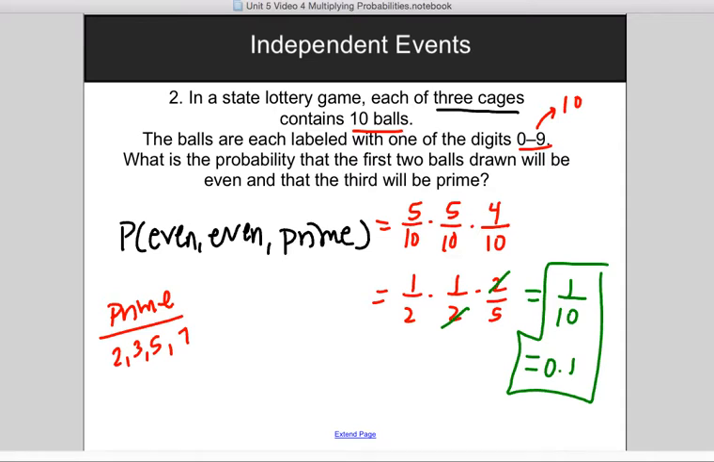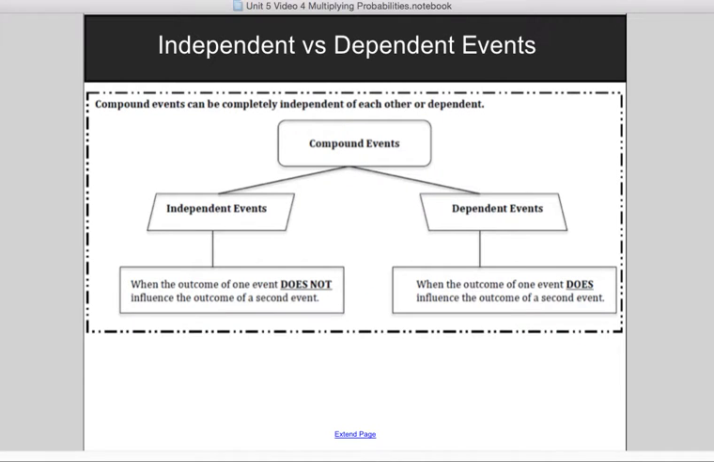If you have any questions on independent events, feel free to write them down and come ask. Now we're going to look at dependent events. So here's how it works.